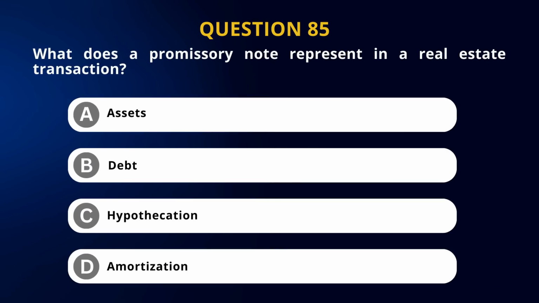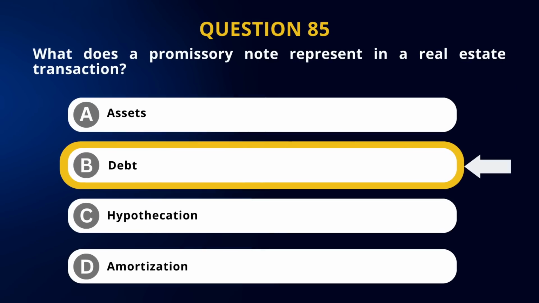Question number 85. What does a promissory note represent in a real estate transaction? Letter A, assets. Letter B, debt. Letter C, hypothecation. Letter D, amortization. And the answer is letter B, debt.